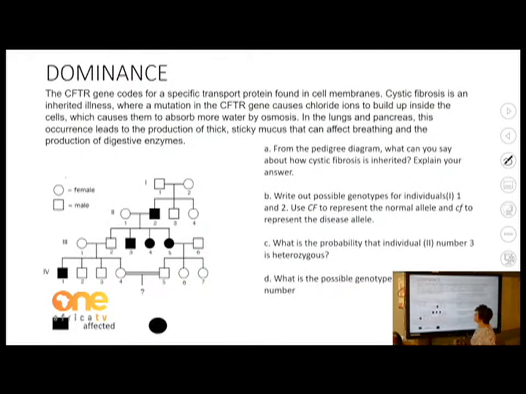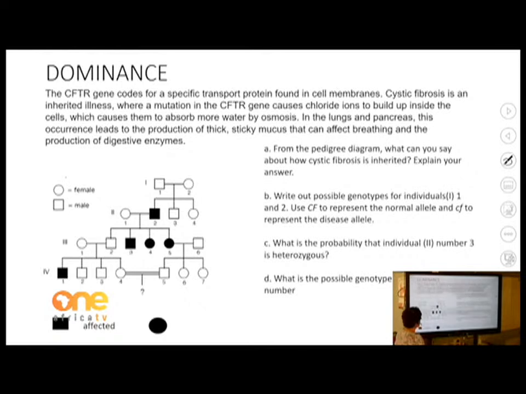Okay, now the Cftr gene codes for a specific transport protein found in cell membranes. Cystic fibrosis is an inherited illness where a mutation in the Cftr gene causes chloride ions to build up inside cells. When chloride builds up, it will change the osmotic potential. It will have a lower osmotic potential, and the water will move into that cell, which causes them to absorb more water by osmosis.